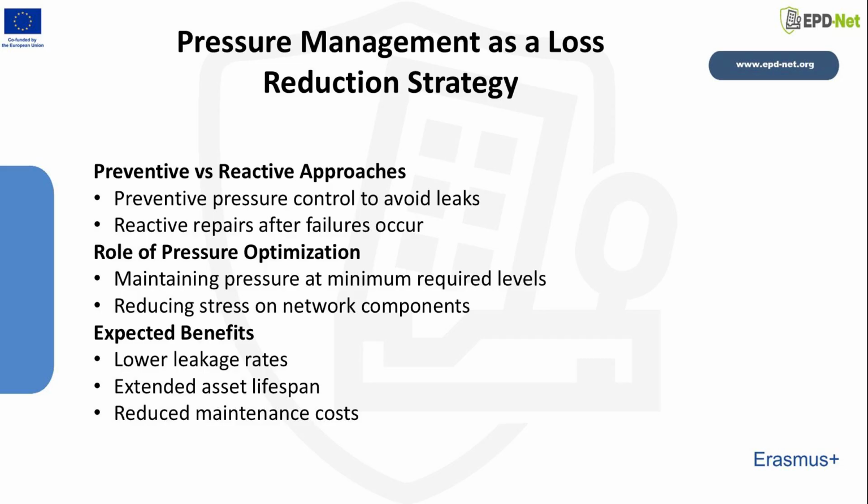Pressure management is widely recognized as an effective strategy for reducing water losses in distribution networks. Unlike reactive approaches that focus on repairing leaks after they occur, pressure management emphasizes preventive control to minimize the conditions that cause leaks in the first place. By optimizing pressure and maintaining it at the minimum level required to provide adequate service, utilities can significantly reduce stress on pipes, joints, and fittings. This proactive approach helps prevent the formation of new leaks and slows the progression of existing ones.